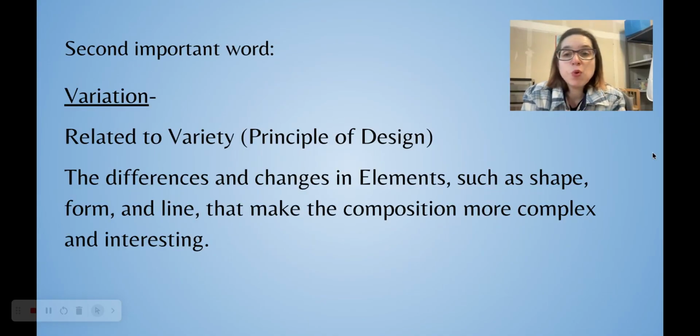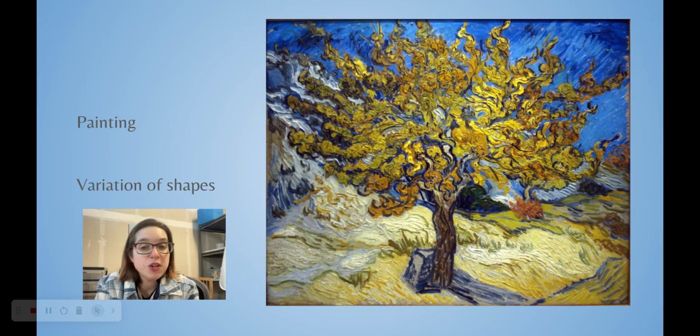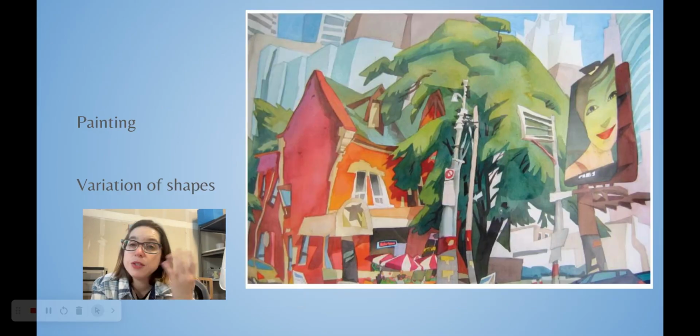Now the second important word is variation. This is related to variety, which is a principle of design. It's the differences and changes in elements, such as shape, form, and line, that make the composition more complex and interesting. In this painting here, we can see a variation of lines. This one uses a variation of shapes.